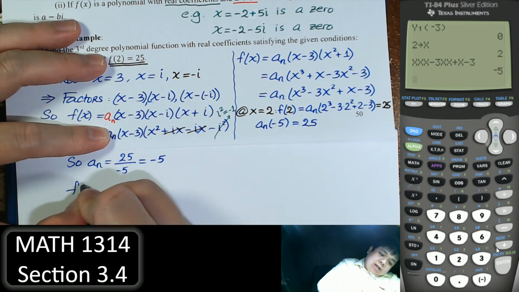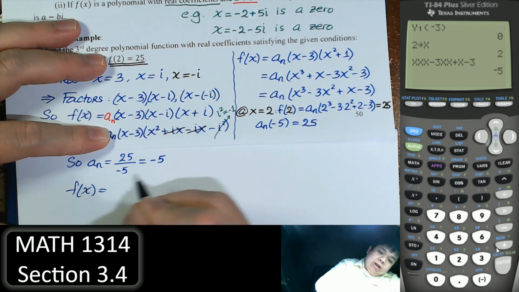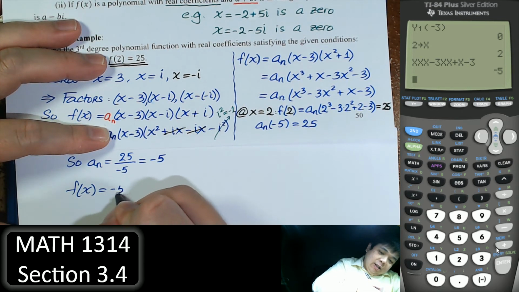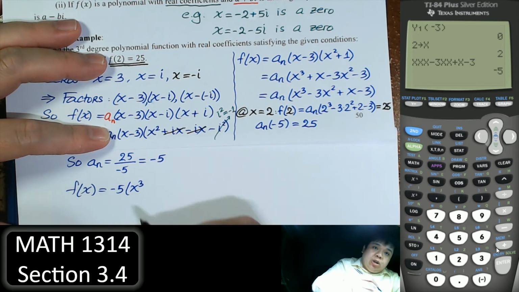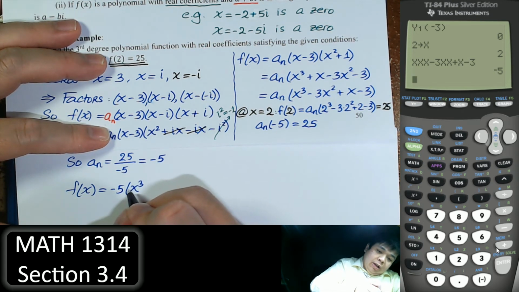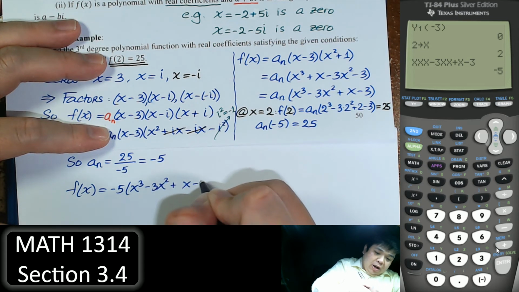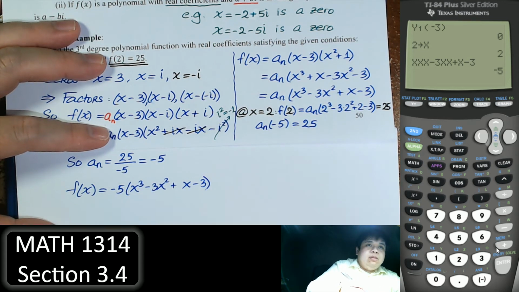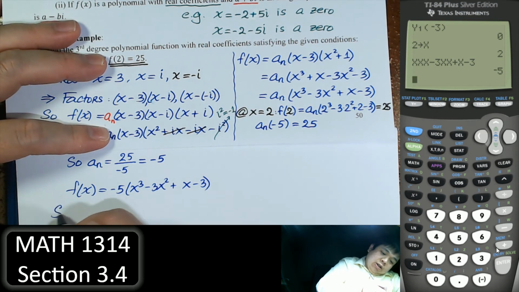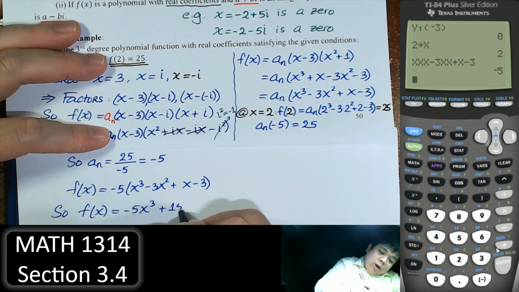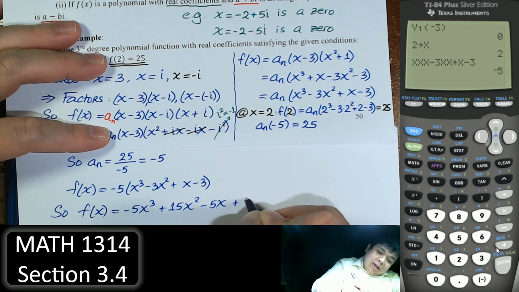So f of x is equal to, now we can put negative 5 in here for a sub n. x cubed minus 3x squared plus x minus 3. So we have f of x equal to negative 5x cubed plus 15x squared minus 5x plus 15.